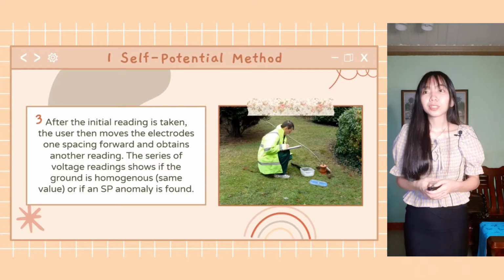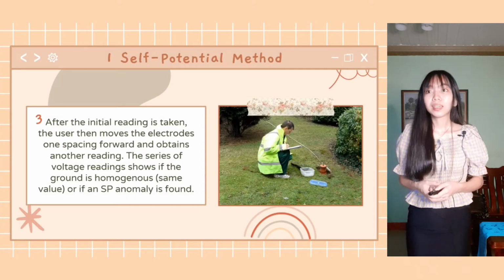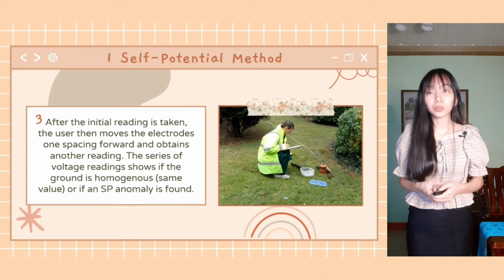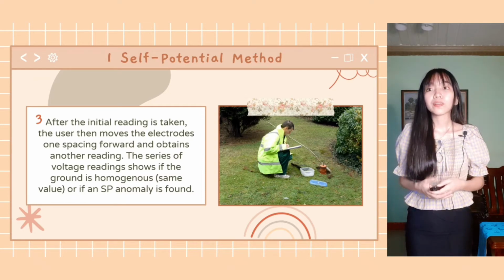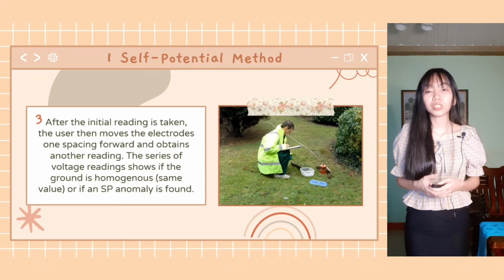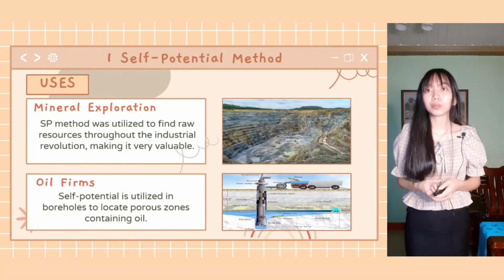Next, after the initial reading is taken, the user then moves the electrodes one spacing forward and obtains another reading. The series of voltage readings shows if the ground is homogeneous, which means of the same value, or if an SP or self-potential anomaly is found.